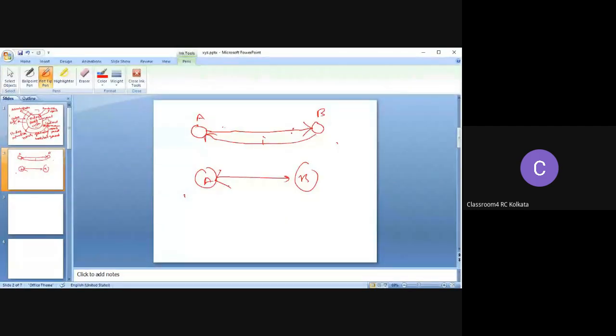Different types of protocol are available. Mainly we use two protocol models. One is OSI. OSI full form is Open System Interconnect. And TCP/IP full form is Transmission Control Protocol, Internet Protocol.